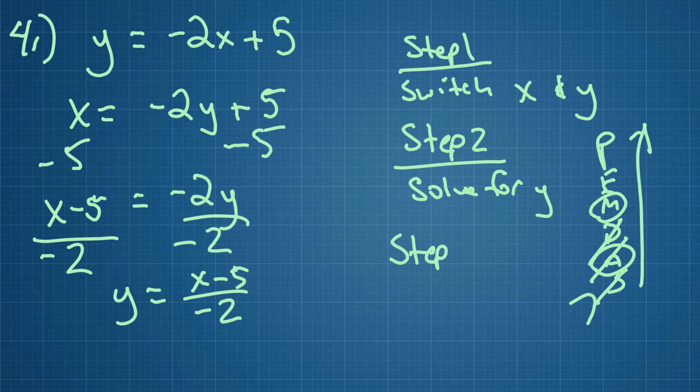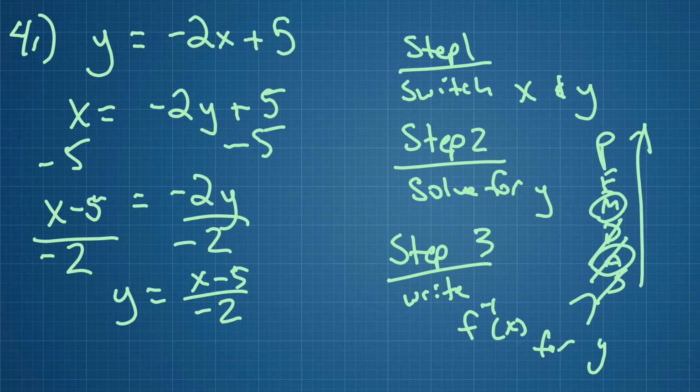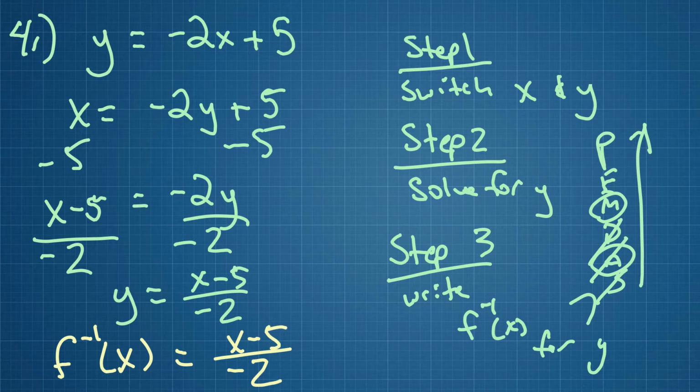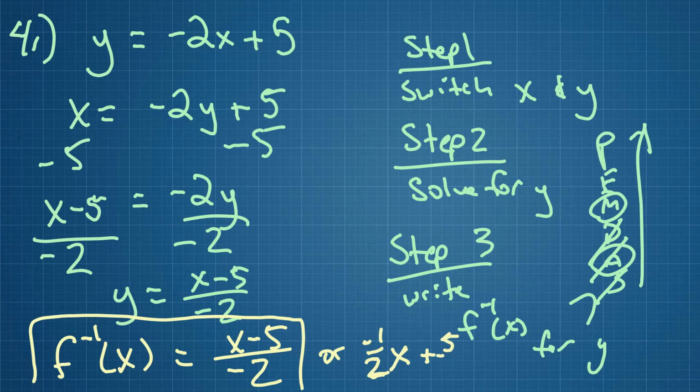Step 3 says you're going to write f inverse of x. It's f with a little negative 1 of x for y. So your final answer is f negative 1 of x equals x minus 5 all over negative 2. If you want, you could write negative 1/2 x plus 5/2. That's an option as well if you divide the 2 into both of those terms. But you don't have to. You would have to break it up if it was a fraction over a fraction. You don't have to do it in this one. All right? That's it for number 4.